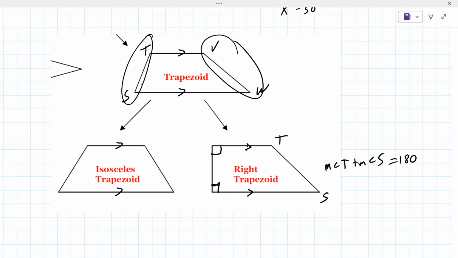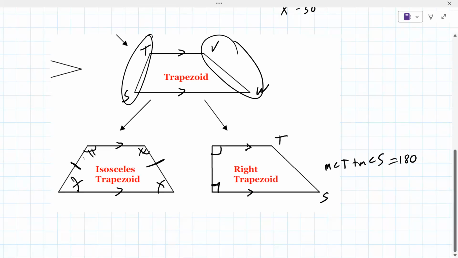Now for an isosceles trapezoid, these sides are the same, and that means that these angles are the same, which means that these angles up here are also the same. So you get more out of that. Could you just generally assume that each of those angles add up to 360? Yeah, but that's only for given three of the four.